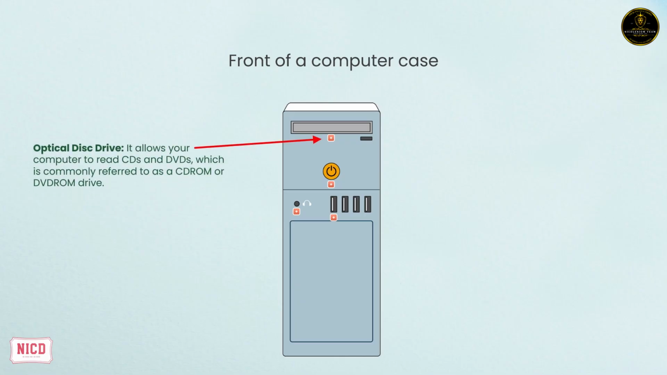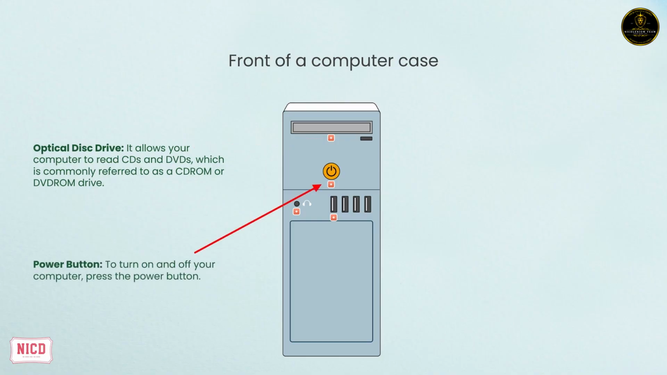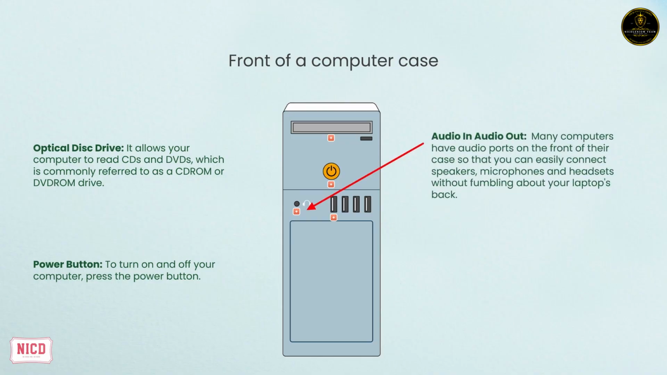Optical disk drive. It allows your computer to read CDs and DVDs, which is commonly referred to as a CD-ROM or DVD-ROM drive. Power button. To turn on and off your computer, press the power button. Audio in, audio out. Many computers have audio ports on the front of their case so that you can easily connect speakers, microphones and headsets without fumbling around the back.